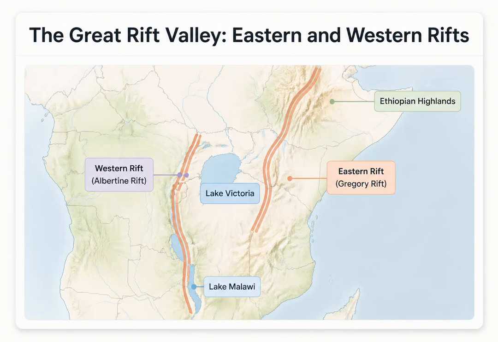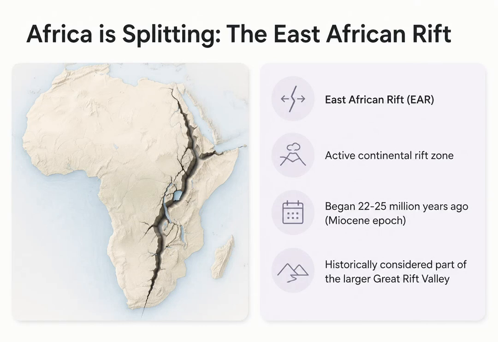As the fault continues southwest as the East African Rift, it literally splits the older Ethiopian highlands right down the middle. Further south in eastern Africa, the valley divides into two distinct branches that wrap around Lake Victoria. The Eastern Rift, also known as the Gregory Rift, includes the Ethiopian and Kenyan rifts. The Western Rift, or Albertine Rift, contains a string of deep lakes, including Lake Tanganyika, and further south, the valley of Lake Malawi.